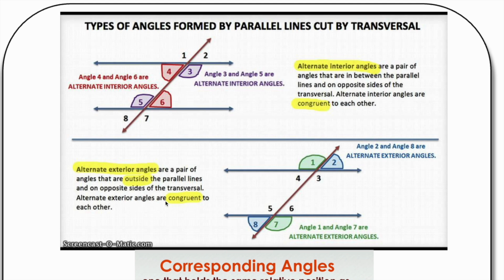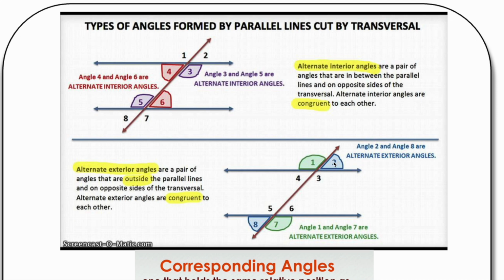Alternate exterior angles are congruent to each other. So they share that same property. They're both congruent, whether it's alternate interior or alternate exterior. So we can see here I have 1 and 7, which is stated down here, if you can't see it in green. And we have 2 and 8, which are in blue on my slide here. But if on your paper, when you're looking at it, it's also stated up here for you.